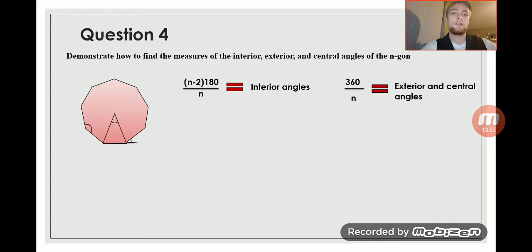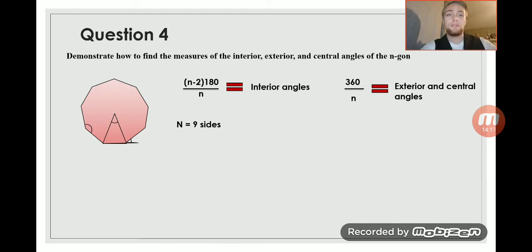So in this instance, the interior angle formula is similar to the one that we just used. It's (n minus 2) times 180 over whatever number n is going to represent. And then the exterior and central angle formulas are actually one and the same, which is 360 divided by n.